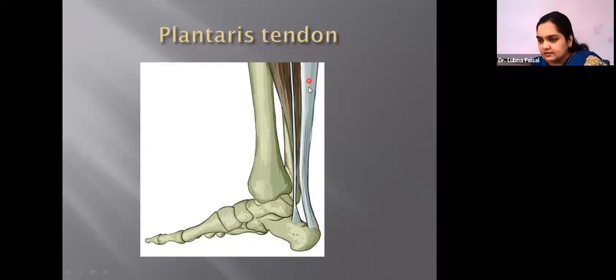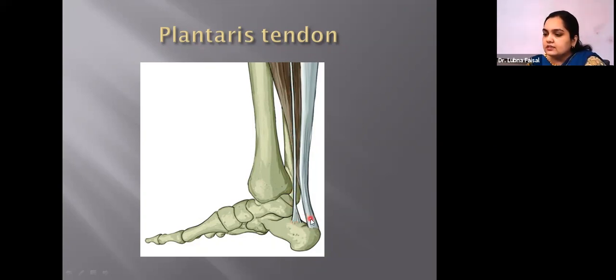Look at this slide. This is the calcaneal tendon. Here you can easily identify the soleus and the two heads of the gastrocnemius. They both converge and together form the calcaneal tendon that is inserted on the posterior surface of the calcaneum. This is the long cylinder-like tendon of the plantaris, and it also gets inserted to the calcaneum.